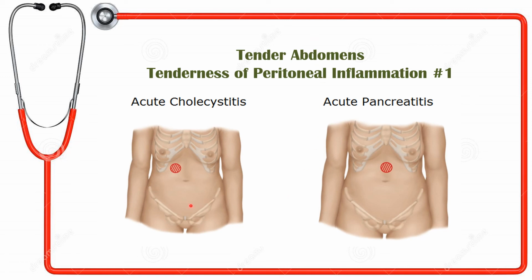So the local causes of peritoneal inflammation include acute cholecystitis or acute pancreatitis. For acute cholecystitis, the pain usually originates in the right upper quadrant. So you have to check for Murphy sign. For acute pancreatitis, epigastric tenderness and rebound tenderness are usually present, but the abdominal wall may be soft.